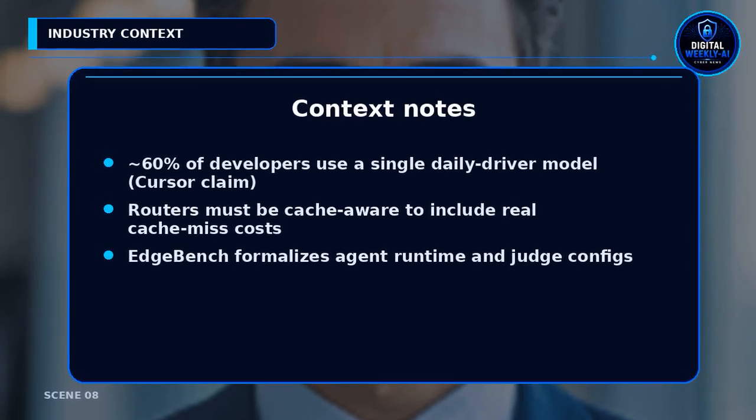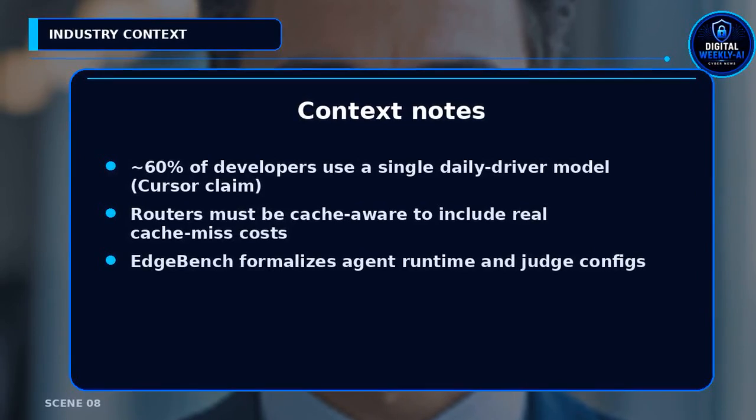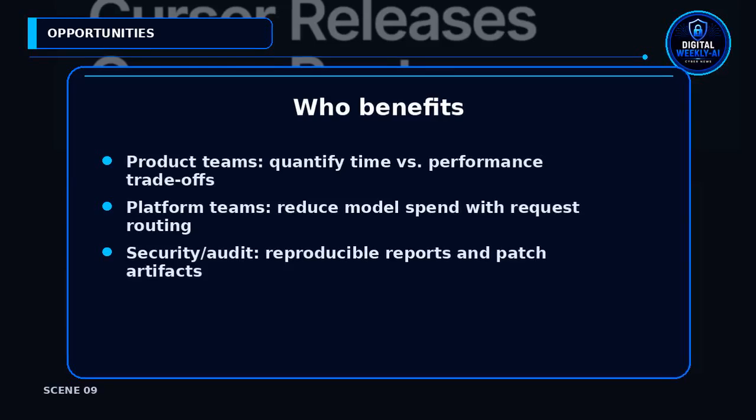Industry context. Cursor says roughly 60% of developers pick a single model as a daily driver. That inflates spend because frontier models are priced for the hardest tasks. Cursor's novelty is a cache-aware, production-grade router validated with large-scale A/B testing. EdgeBench and sforge push agent benchmarking towards standardized, reproducible evaluations. Anthropic emphasizes auditable artifacts and panel verification.